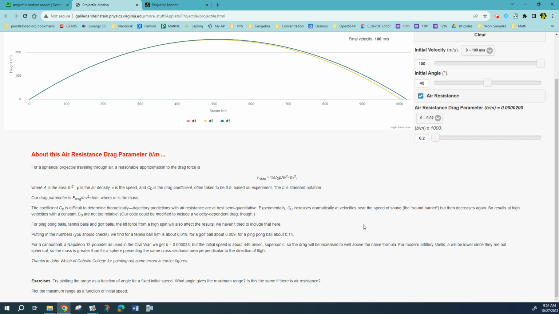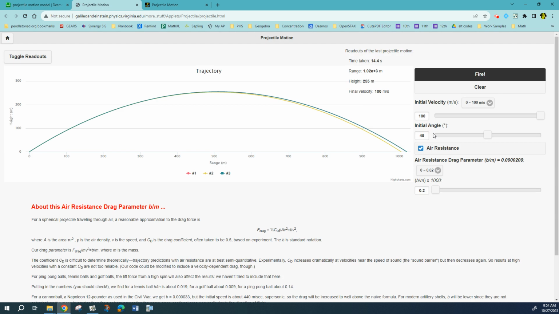I don't feel like this is right, honestly. Can I make this initial velocity like 500 and see what happens? No, it won't let me do it. Huh. Oh, here we go. That's what I wanted. This is the deal. Okay, what if we went 1,000 meters per second? That's what I wanted to do. So let's go 1,000 meters per second, no air resistance.